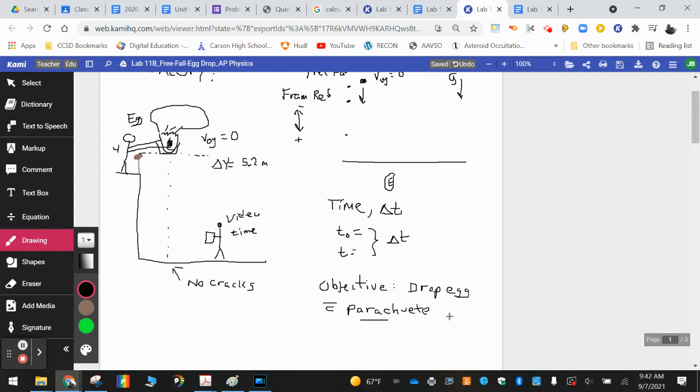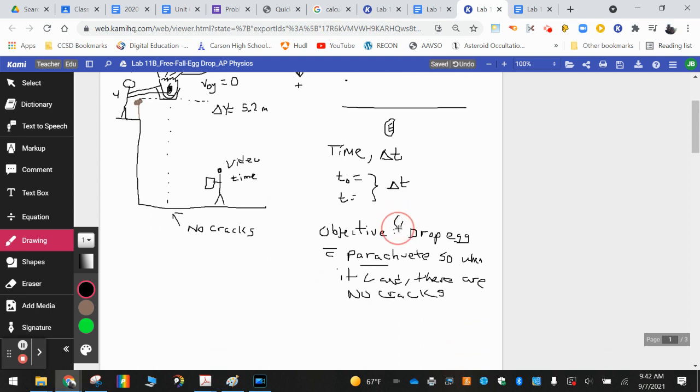All right. Okay, drop egg with parachute. So when it lands, there are no cracks. So that's a real simple objective, very straightforward. Okay, maybe that's our first objective here: drop egg with parachute, so when it lands, there are no cracks.